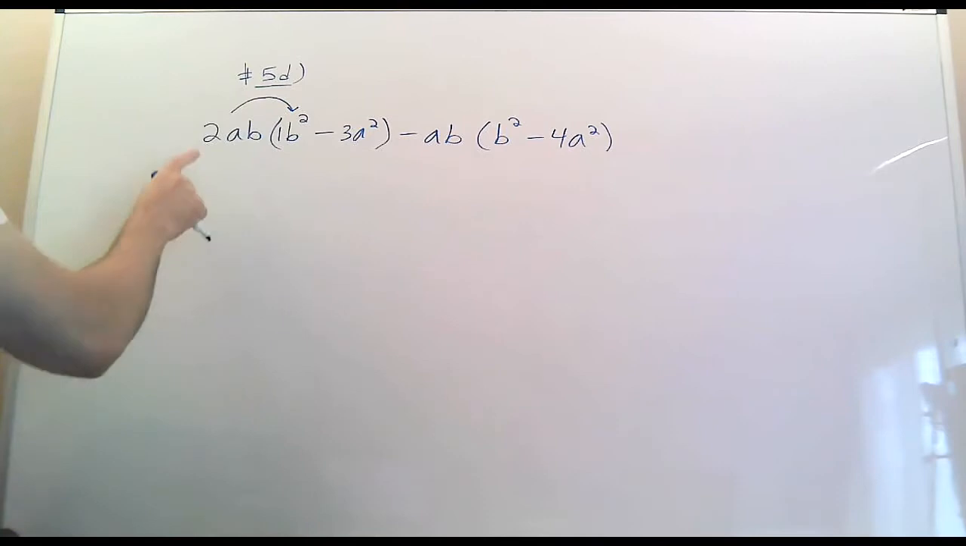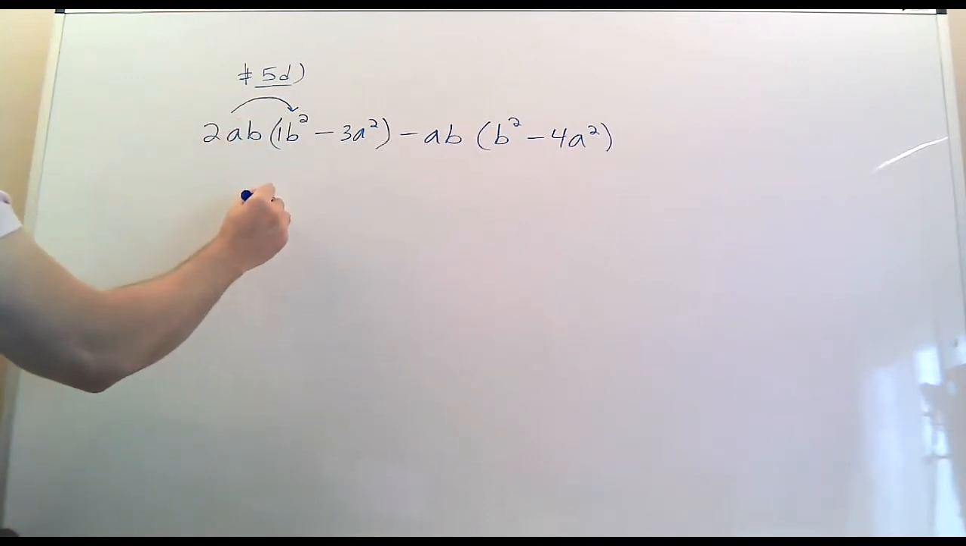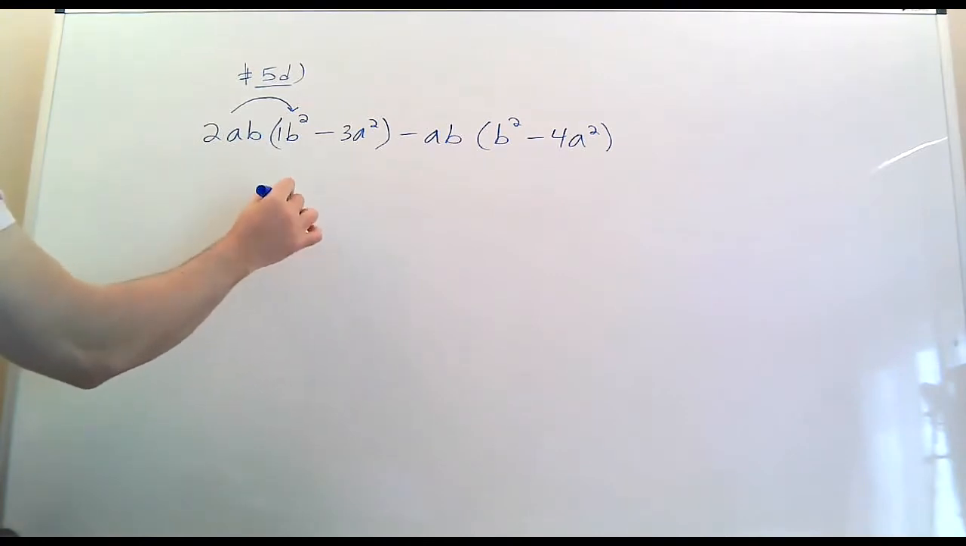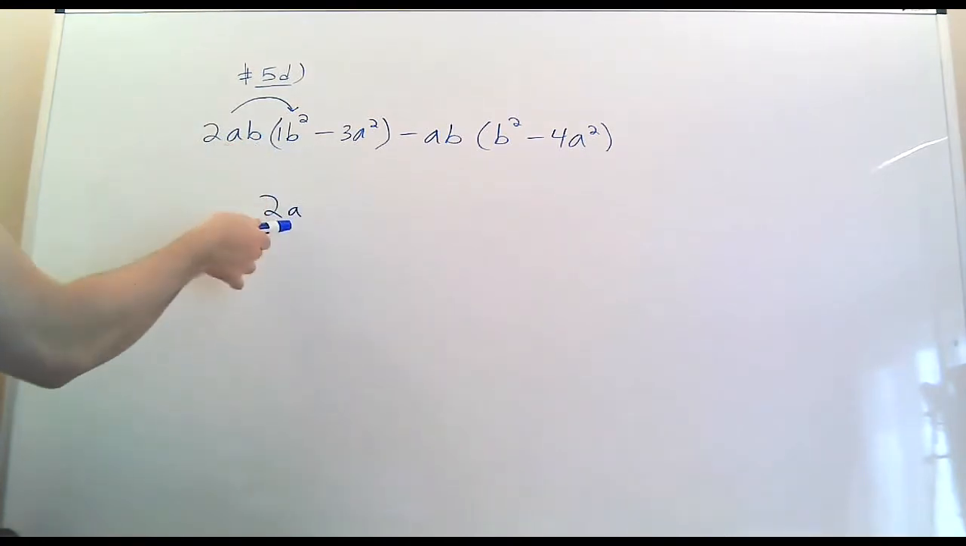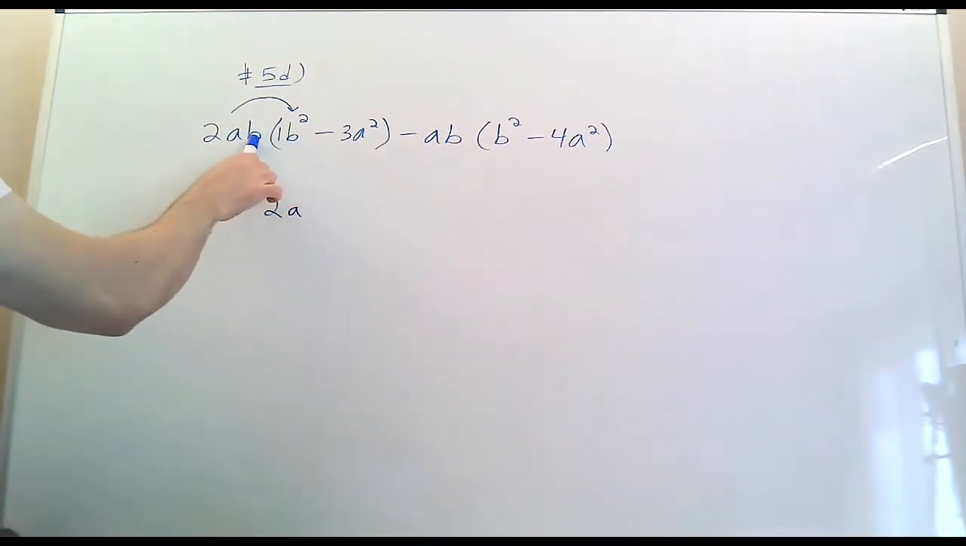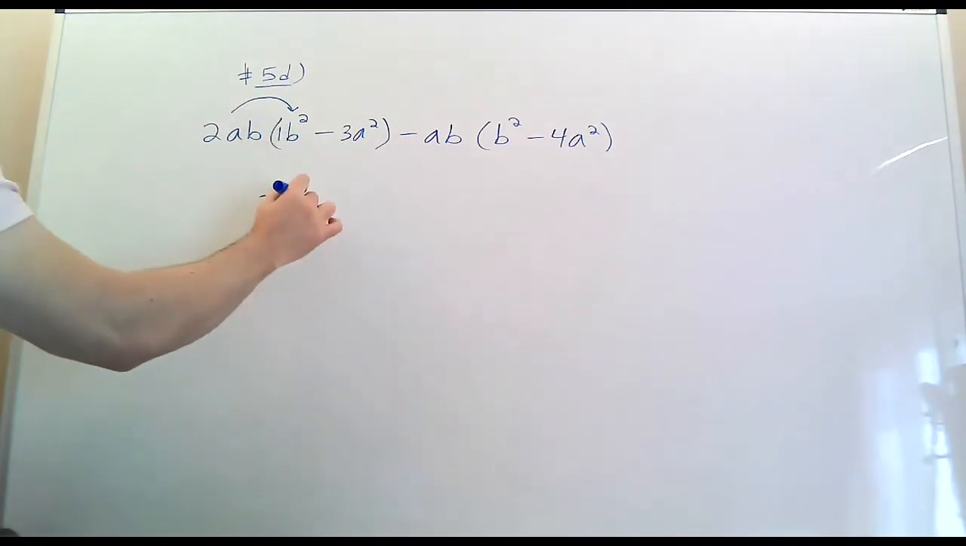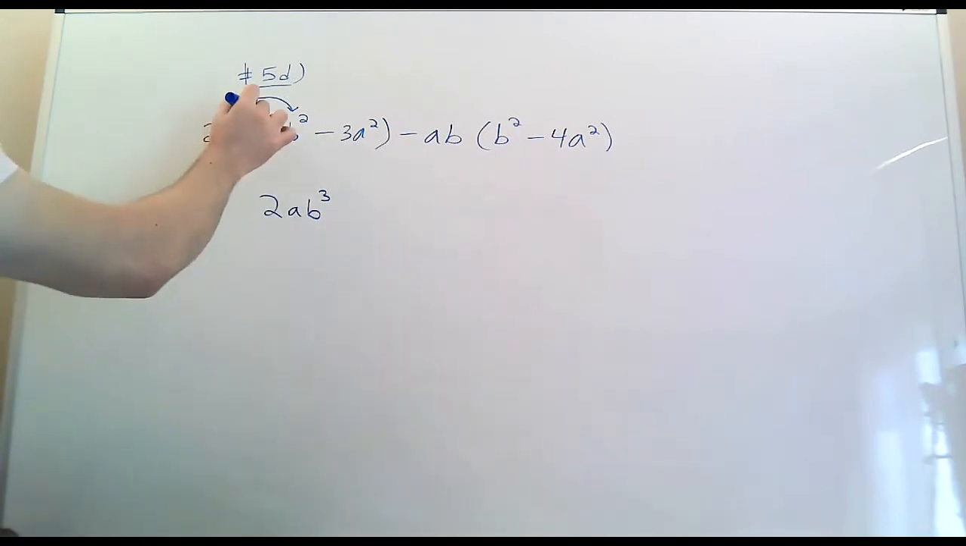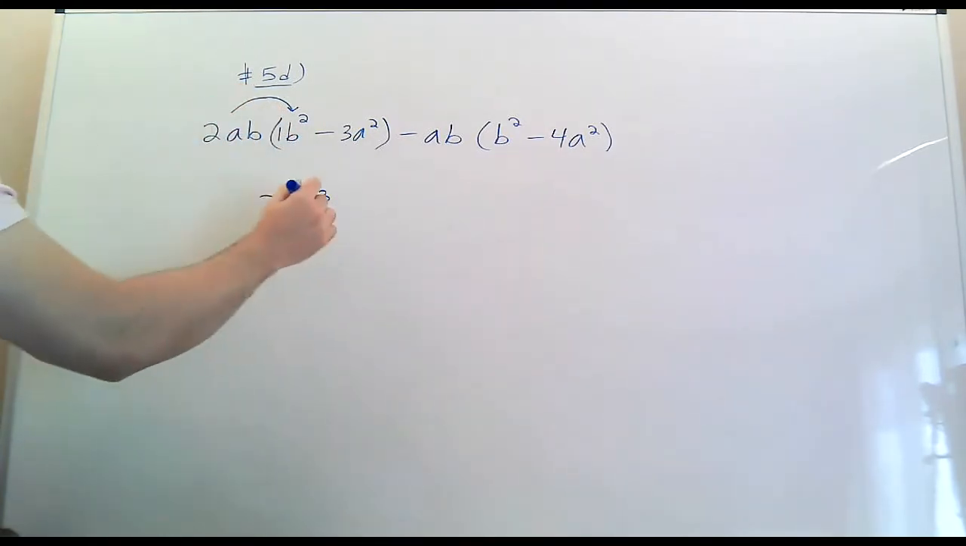Put a little 1 there if it helps. 2 times 1 is 2. A, well, there's no A there, so you just put A, right? A times 1 is A. B, but the B's match. So there's a B and a B squared, which makes B third, right? You add the powers. There's an invisible 1 there on that B.